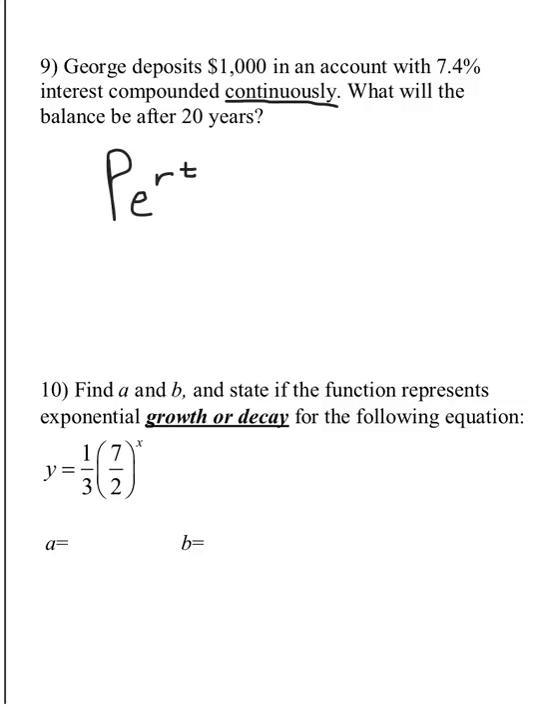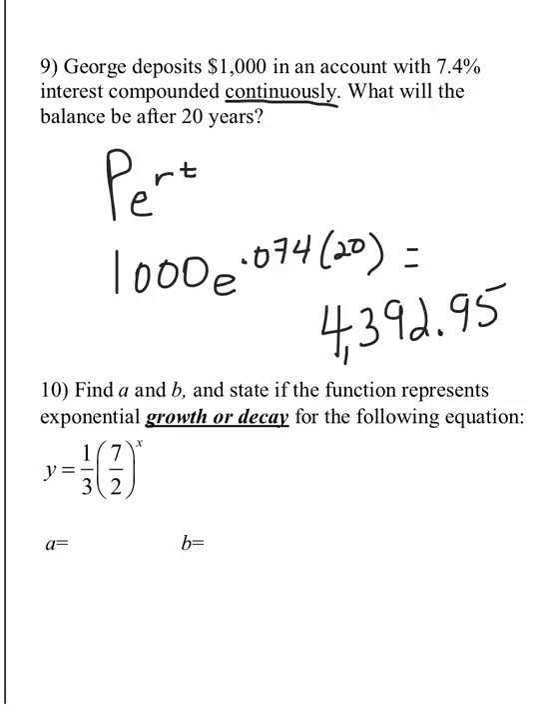So we start with the principal, 1,000. We use base E from our calculator, and then we raise it to the interest rate 0.074 times the time. And the time is 20 years. And then we just put that in the calculator and get our answer. And we get $4,392.95. Lots of money.